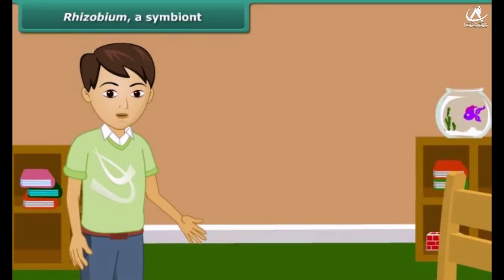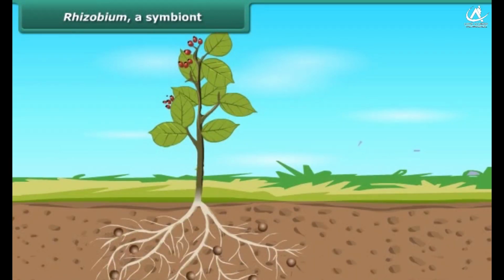Friends, like us, plants also require a lot of nitrogen to make proteins. So they absorb nitrogen continuously from the soil, due to which the amount of nitrogen becomes deficient. As you all know, there is 78% of nitrogen present in our atmosphere, but plants cannot use it directly the way they can use carbon dioxide. They require nitrogen in soluble form.